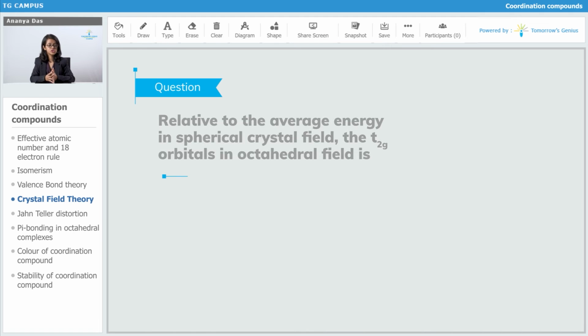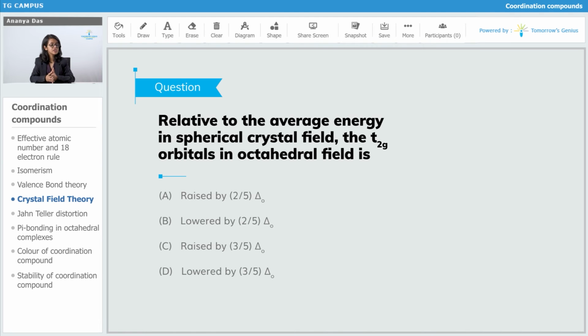Now this is a question. It says that relative to the average energy in the spherical crystal field, the T2g in the octahedral field is... We know that the T2g in the octahedral field is lowered, right? Eg and T2g, this is for the octahedral field. If this is the average energy, then the T2g gets lowered by 2/5 del O. So the correct answer is lowered by 2/5 del O.